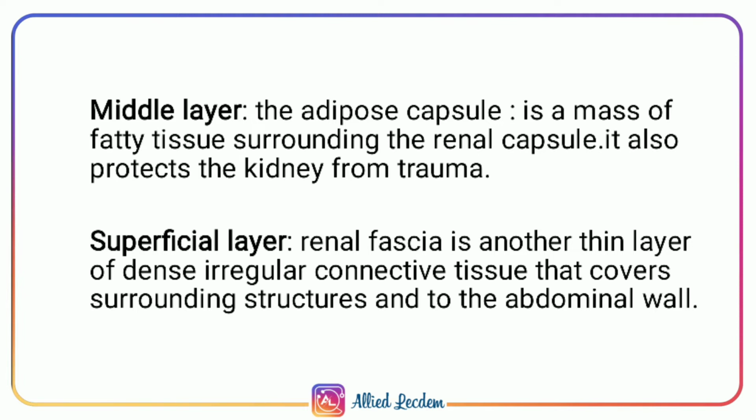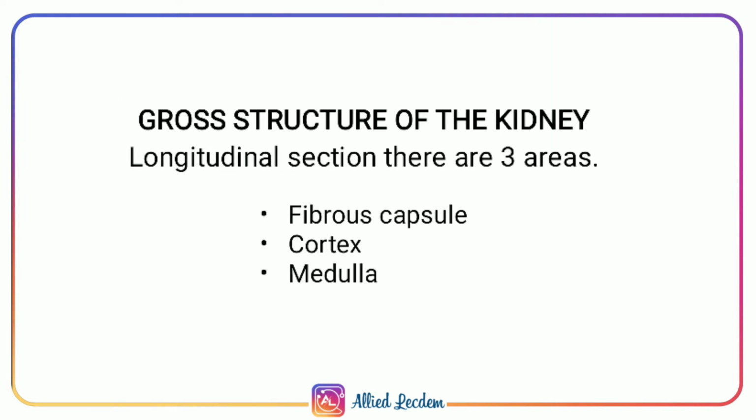Middle layer is adipose capsule. Mass of fatty tissue surrounds the renal capsule, protects kidney from trauma. Superficial layer is renal fascia. Another thin layer of dense irregular tissue that covers the surrounding structures and the abdominal wall. Let's see about the gross structure of the kidney. The gross structure are fibrous capsule, cortex, medulla.